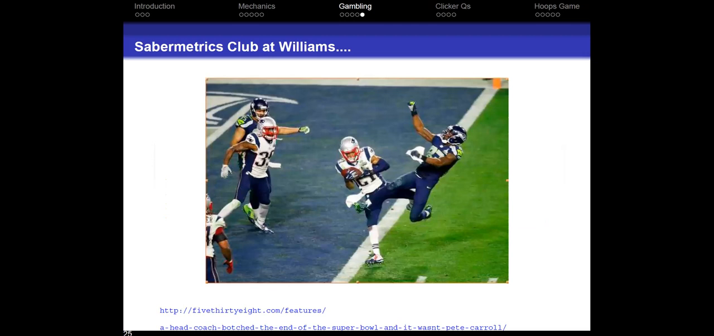In previous years, there have been sabermetrics clubs on campus. I've often done lawsuits involving students on campus for Major League Baseball and other organizations. If people are interested in stuff like that, let me know.